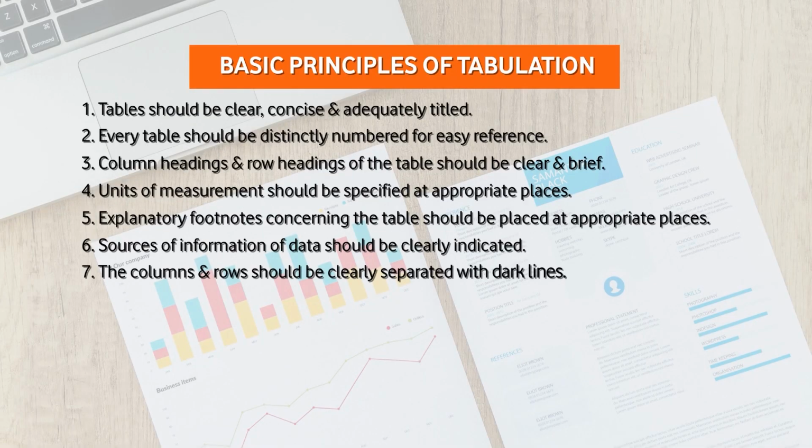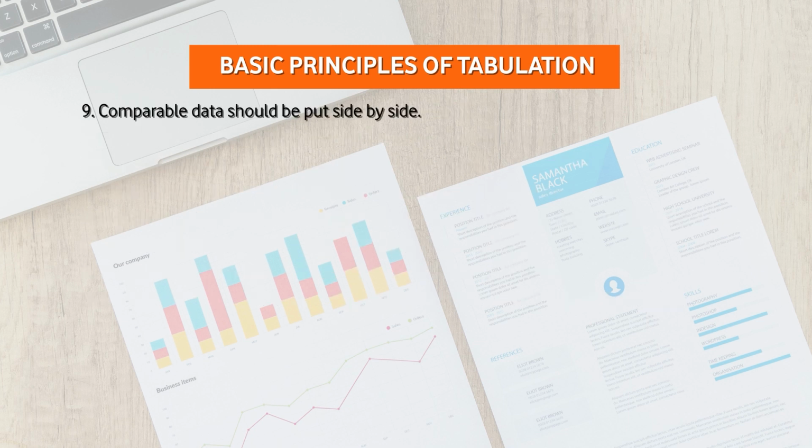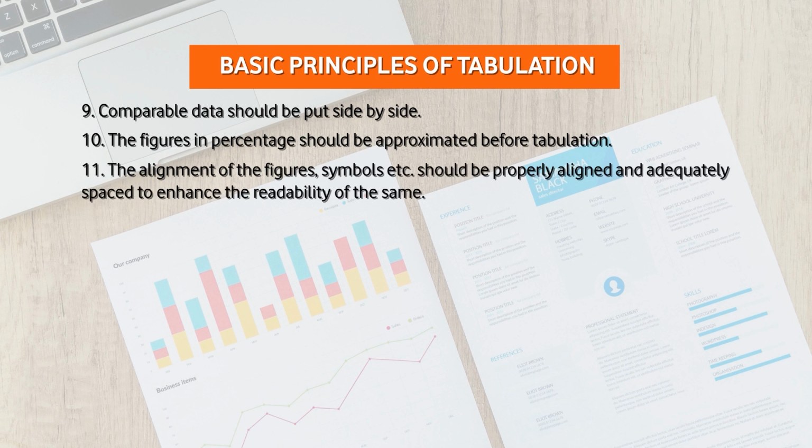The columns and rows should be clearly separated with dark lines. Demarcation should also be made between the data of one class and that of another. Comparable data should be put side by side, and the figures and percentages should be approximated before tabulation. The alignment of the figures, symbols, etc., should be proper and adequately spaced to enhance readability.